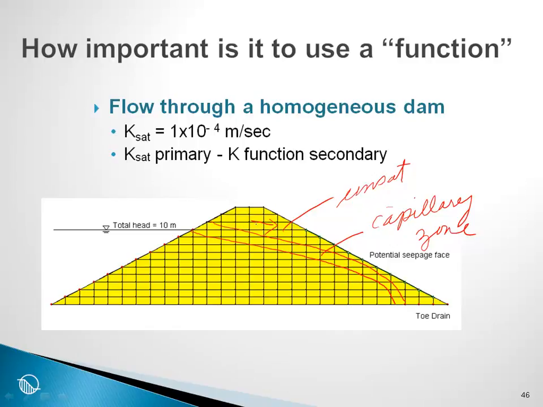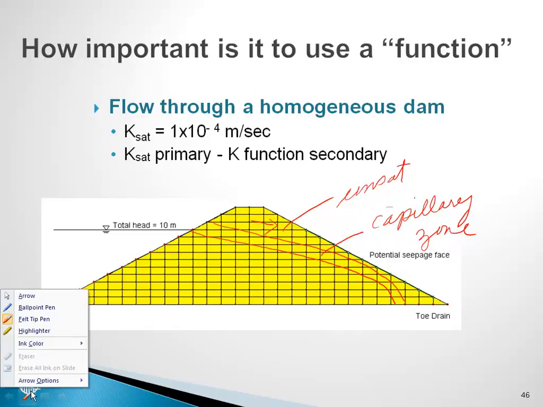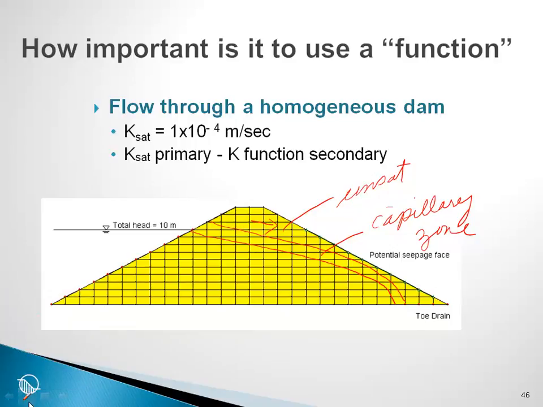Now, as it turns out, I'm going to erase my highlighting here. As it turns out, in this particular case, if we have some unsaturated flow, most of the flow is through a saturated zone.